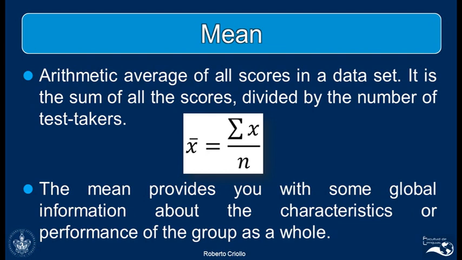The mean provides you with some global information about the characteristics or the performance of the group as a whole. I think of the mean as putting all of the people in a blender and then mixing it up, and then you're going to have something that is the result of the combination of all of the people. This is what the average does. It provides you global information about the characteristics of the whole group.